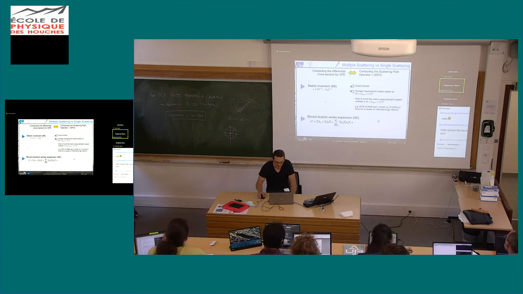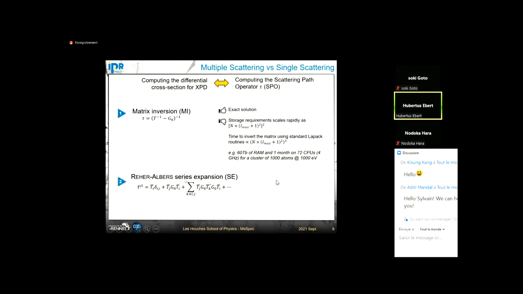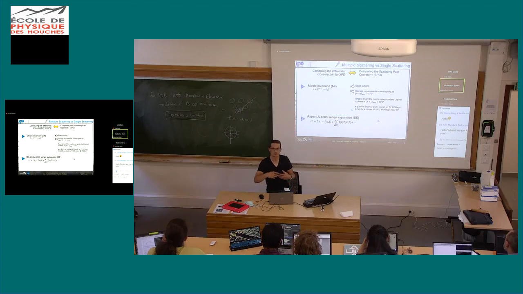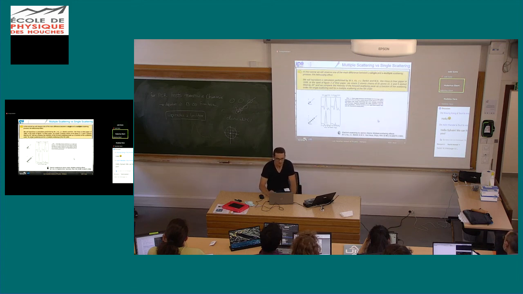So for this, we use the Rehr-Albers series expansion method, which is an approximation where you set the scattering order, okay? If you take scattering order equal to 1, you will have something similar to a single scattering calculation. If you increase the scattering order, you will get close to the matrix inversion result. This was studied years ago, in 1998, by the group of Van Hove. And here is the result.